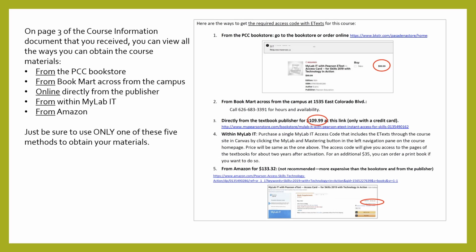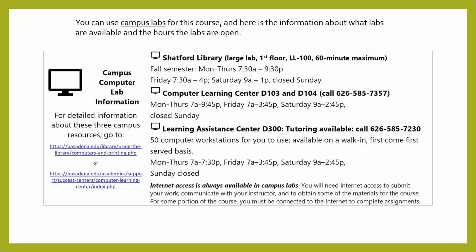On page 3 of the course information document that you received, you can view all the ways you can obtain the course materials: from the PCC bookstore, from Bookmart across the street from the campus, online directly from the publisher, from within MyLab IT in our course, or from Amazon. Just be sure to use only one of these 5 methods to obtain your materials. You can use Campus Labs for this course, and here's the information about what labs are available and the hours the labs are open.